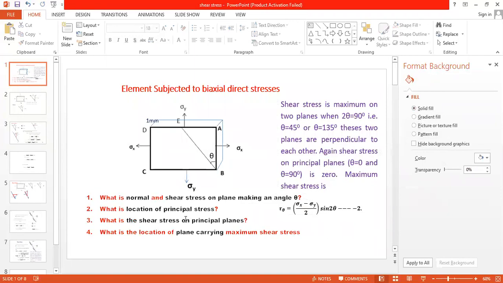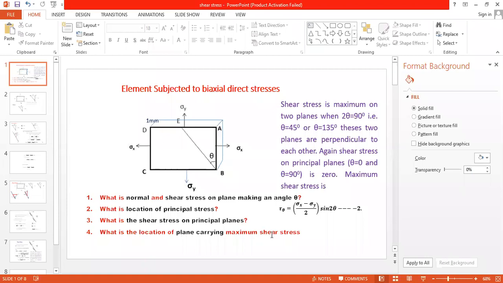Now we have derived all these things. Now, shear stress on a plane making an angle theta. Next, shear stress on principal planes is 0. You have to remember this. Always it is 0 on principal planes, and it is in the definition also. This is the definition of the principal stress also. Shear stress on principal planes is 0.